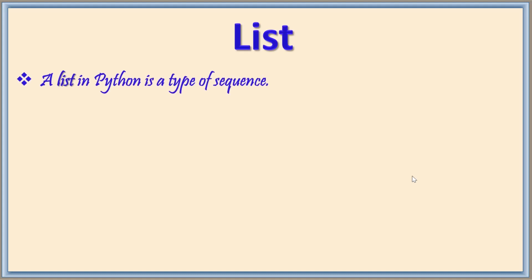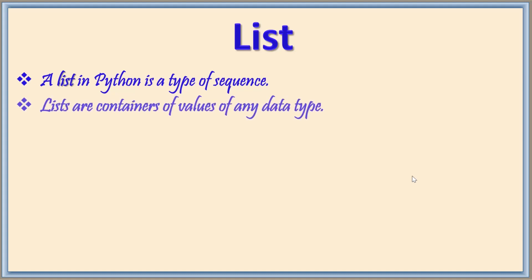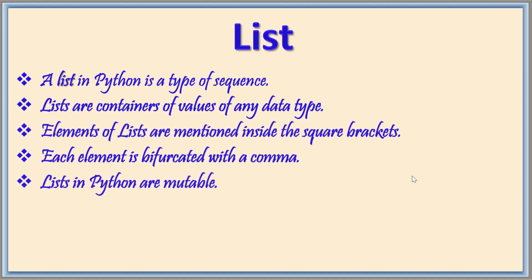List is a type of sequence in Python. Many values can be put into a single list, separated by commas, and all the values together are mentioned inside square brackets. Lists in Python are mutable. That means we will be able to change the value of an element.